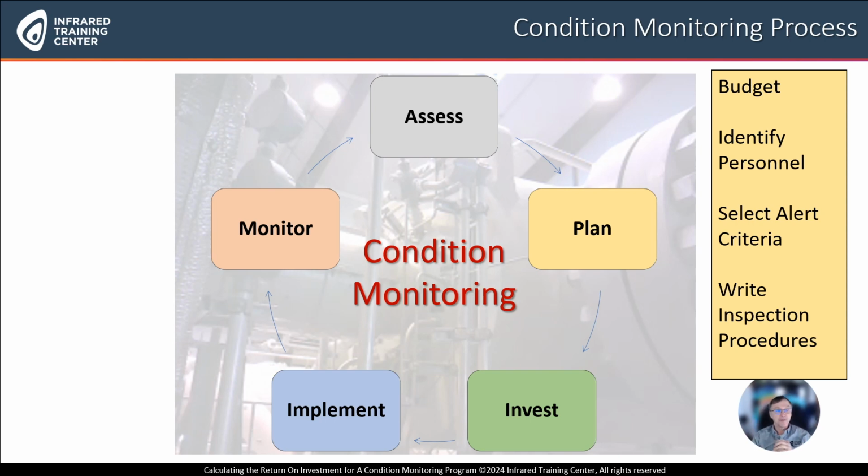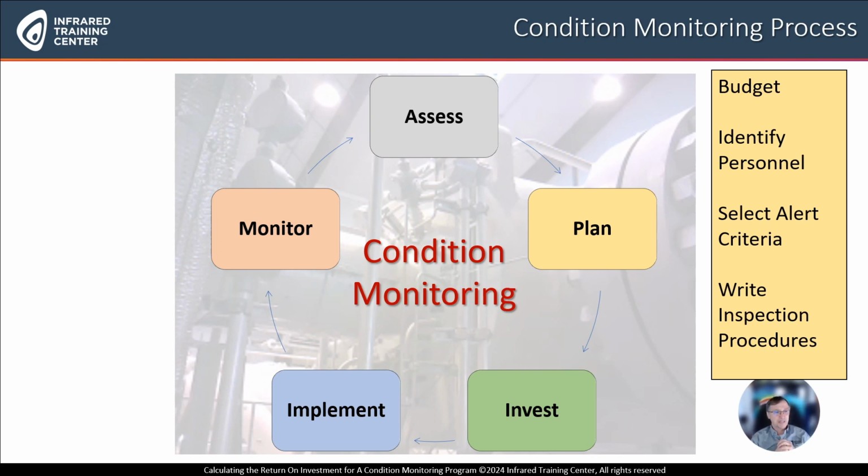In the example of thermal infrared, maybe we want to use the NFPA 70B criteria, or we establish our own electrical criteria for our unique applications. Or we're going to go into the industry and say, what does everybody else use? What other standards are out there for electrical, mechanical, vibration, all of these other applications? And once we have our criteria, then we can sit down and write the inspection procedures.